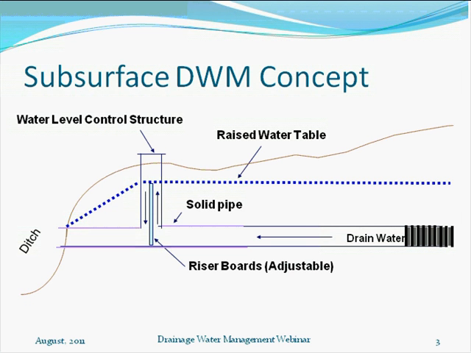Well, we're going to need to put some kind of structural measure in, because otherwise water does what water always does. It flows downhill, and by golly, it's going to go right out the drain tile.